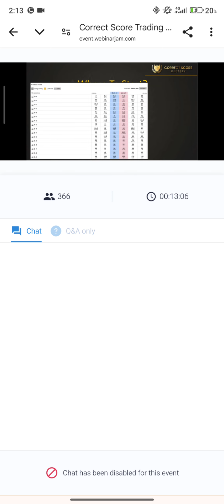Now, the next question is where to start. The initial big problem for anyone attempting to trade the correct score market, and if you're new to trading the correct score market, this is how the typical correct score market looks on the Betfair exchange.